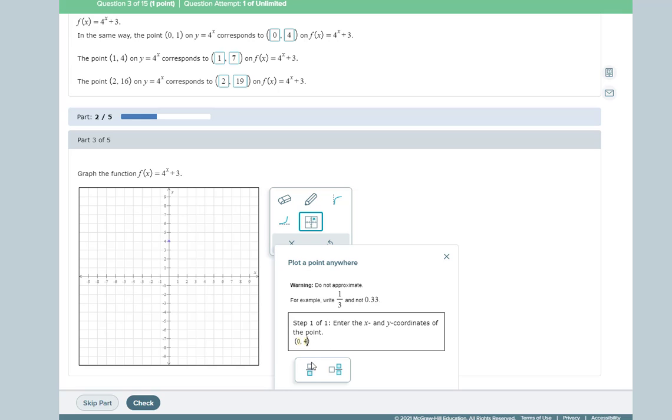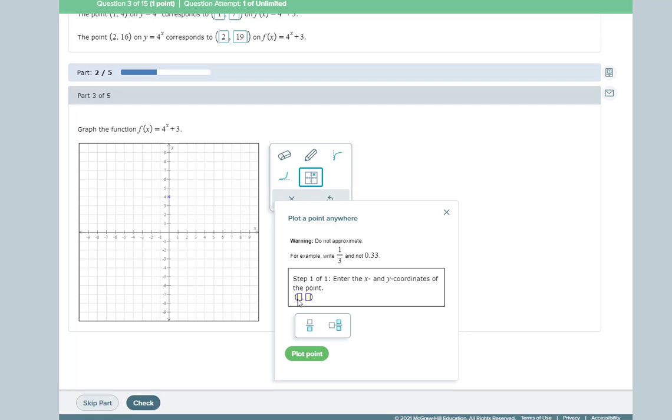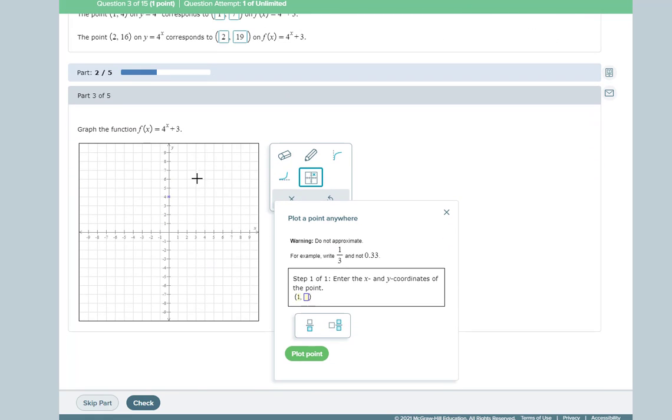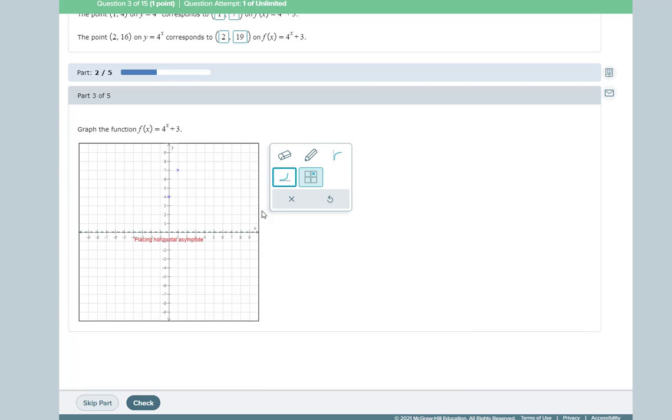So plot that point. And then I'm going to put the point 1, 7. So again, normally I plug a 1 into 4 to the x and I get 4, but I'm adding 3 to those, so I'm going to have that. So there's my 2 points. I'm going to get my tool, place my horizontal asymptote, plot the points. I'm just clicking on each of those dots, and so there's my graph.